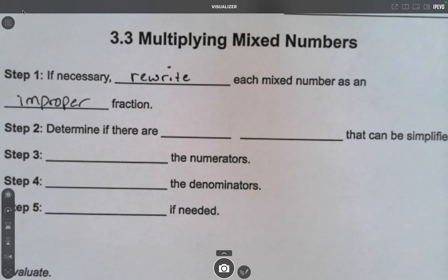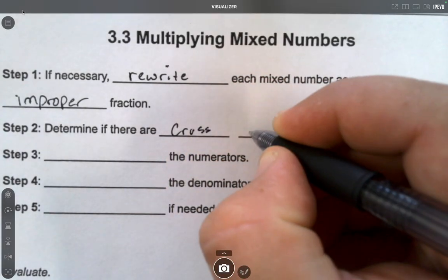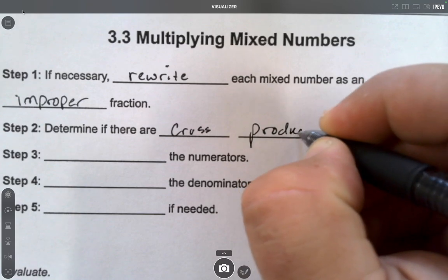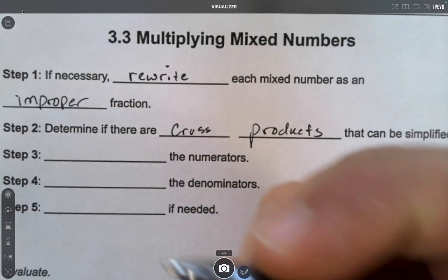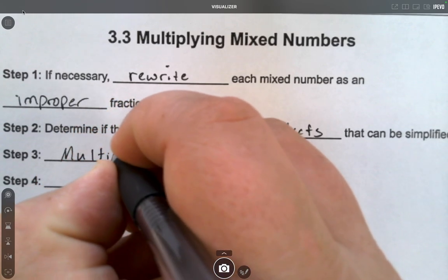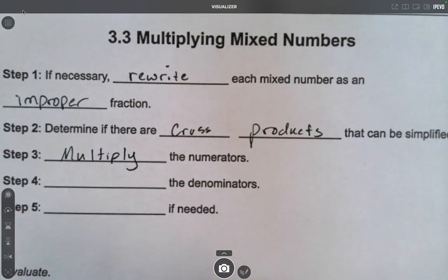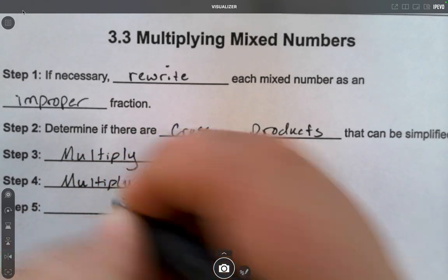Determine if there are cross products that can be simplified. And I'll explain what cross products are once we do our first example. Once we've done that, we multiply the numerators together. That means multiply the tops together. And we also multiply the denominators. We multiply the bottoms together.